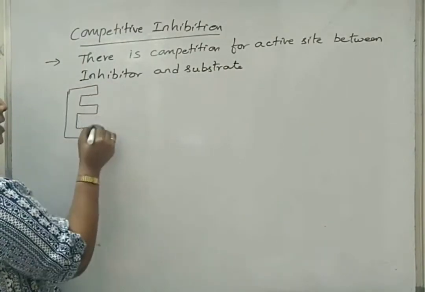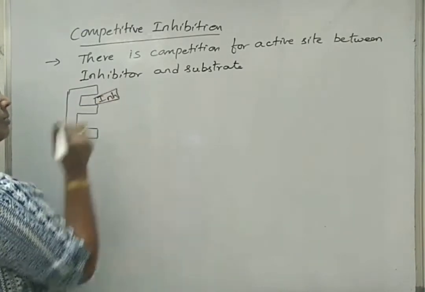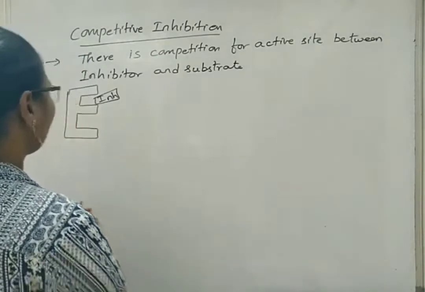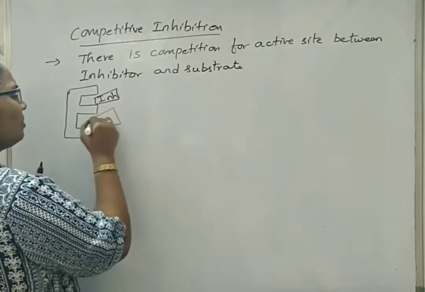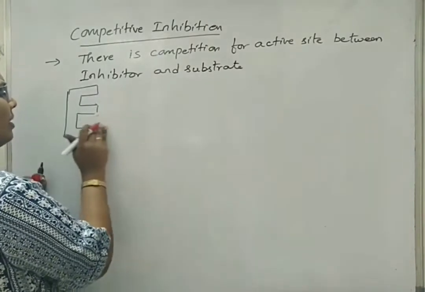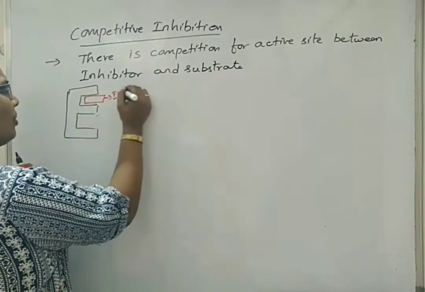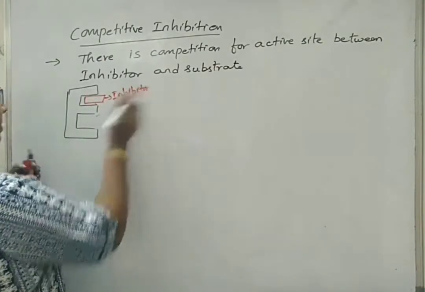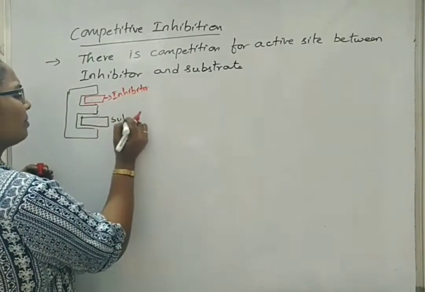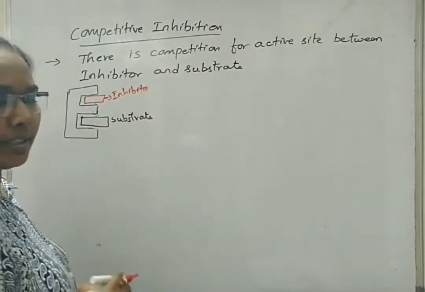So this is one active site, this is another active site. So what happened now? Inhibitor has come and binded to one active site. In the next case, substrate has come and it is trying to fit here, right, equally. So this is occupied by inhibitor and this active site is occupied by substrate. So there is a competition between inhibitor and substrate for the active sites.